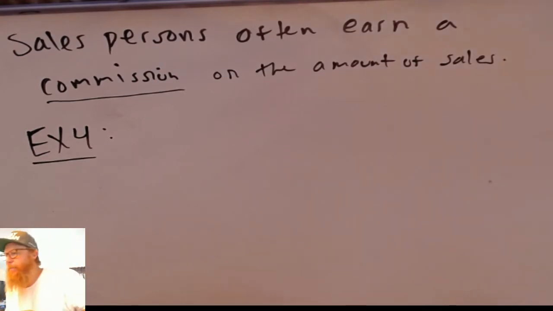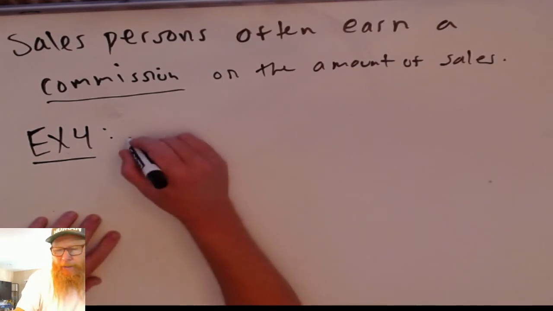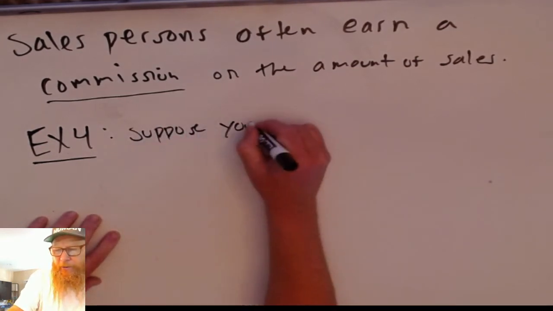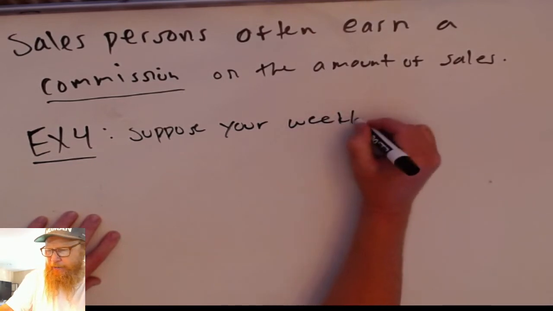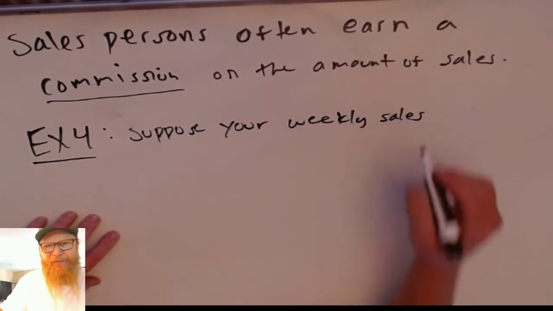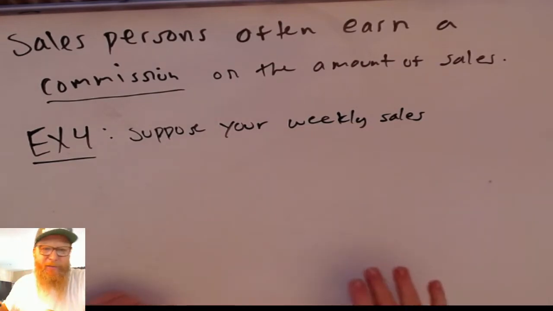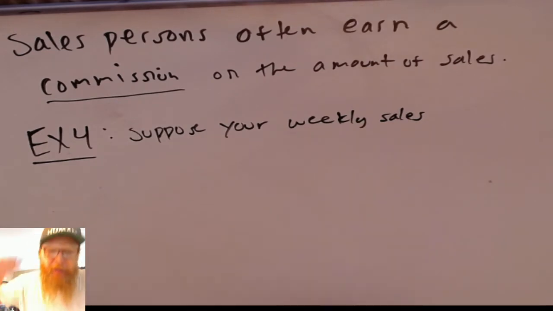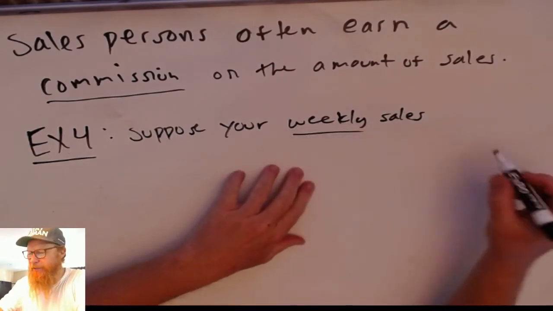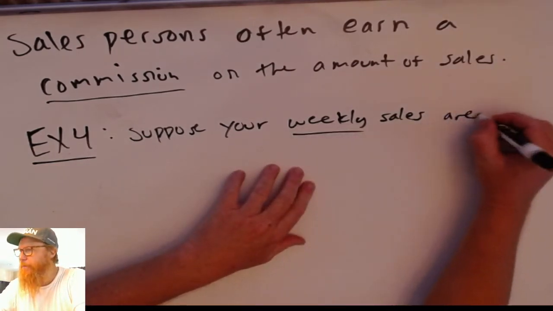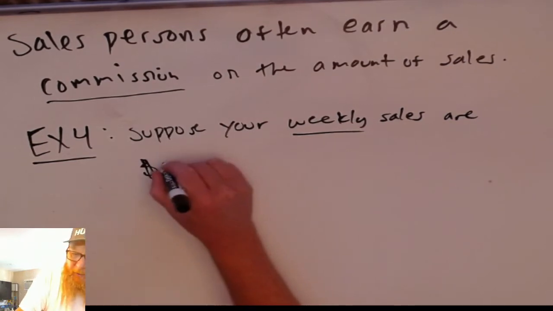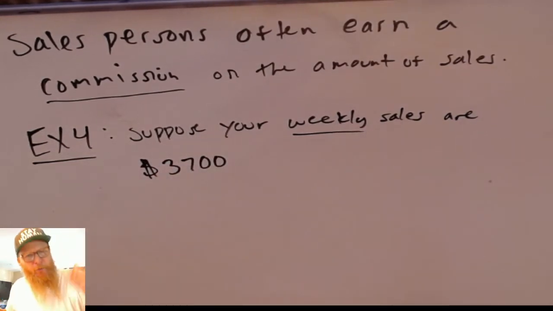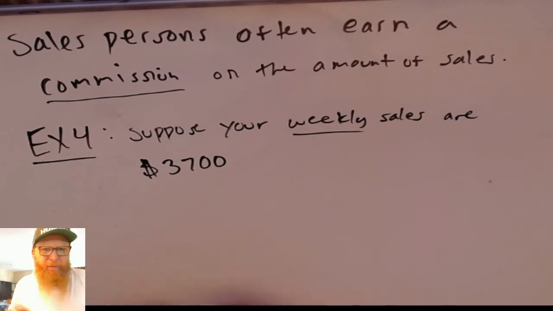So example 4, suppose your weekly sales, now it's not always done weekly, but it's usually weekly. Sometimes it's bi-weekly or once a month or something like that. They hardly ever make you wait a whole year, but I don't know. I mean, there might be a company out there, at the end of the year, you get a big giant commission check. I'm assuming this is weekly. Suppose your weekly sales, you're a salesperson, you work in a business, and you sold $3,700 worth of whatever the company sells, right?